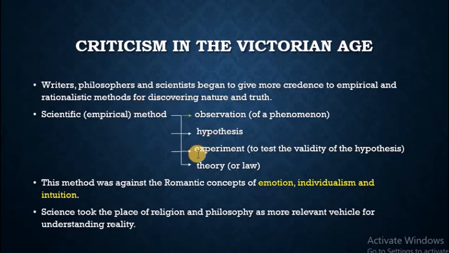Okay, so this is the scientific method which was followed mostly by scholars, by scientists, when they were trying to improve, or let's say develop, the scientific fields. So this method was against the romantic concepts of emotion, individualism, and intuition. You remember also the romantic philosophy, the Romantic period. The period which comes before the Victorian Age is called the Romantic period. You are also familiar with this period.